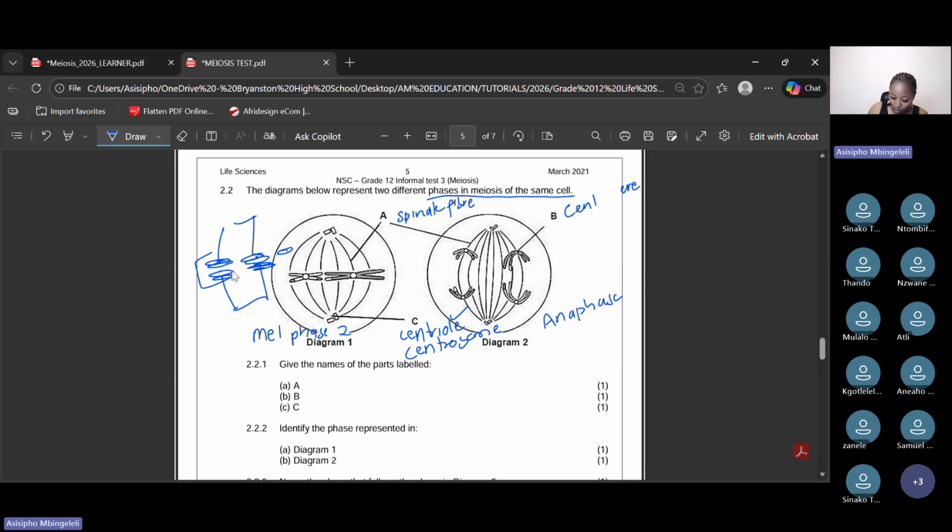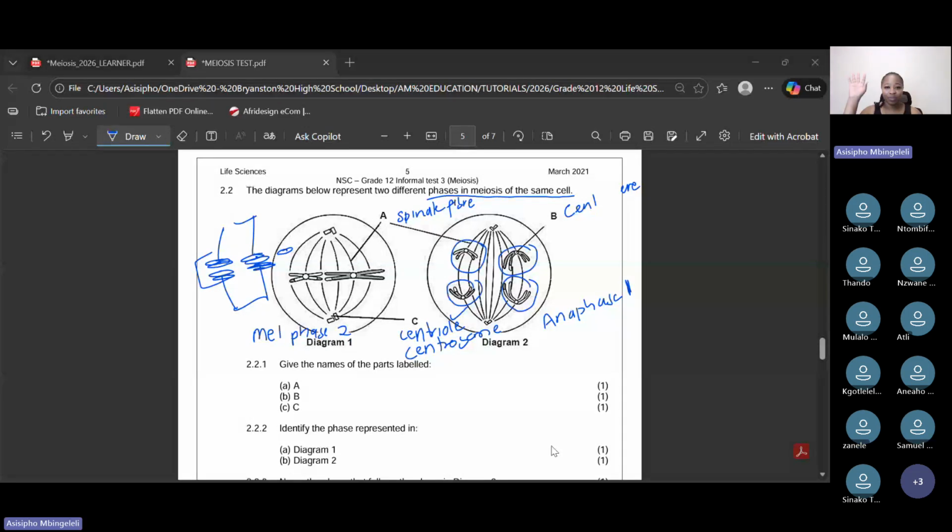Then diagram 2 is anaphase 1. Why are we saying it's anaphase 1? Because the whole chromosome is now being pulled to opposite poles. Are we fine, my people? Yes, we're fine.